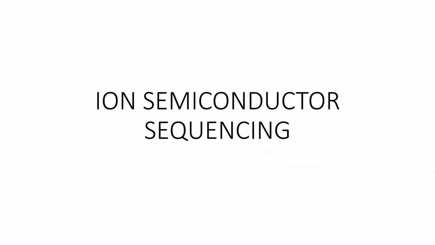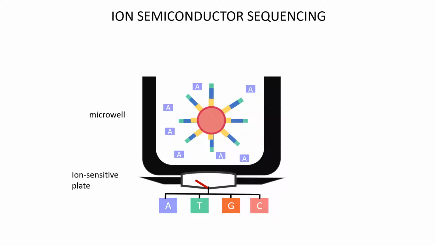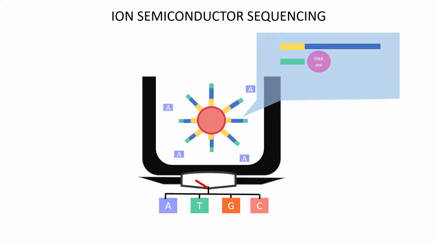Method 3. Ion semiconductor sequencing. The process occurs within a microwell with an ion-sensitive semiconductor plate below it. Single nucleotides are washed over the vessel, and the complementary nucleotide is incorporated into the template strand.